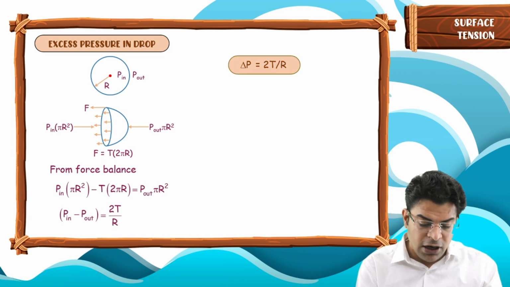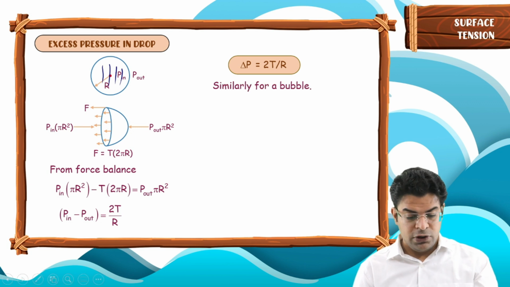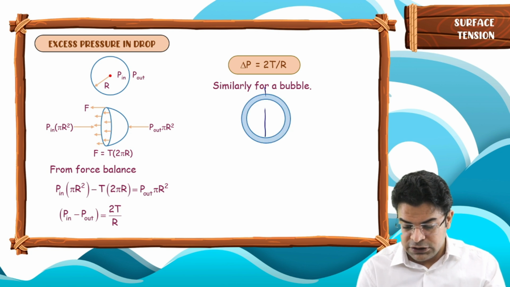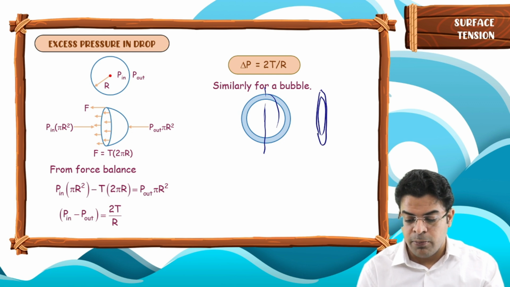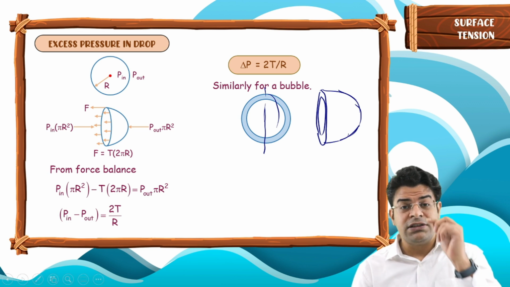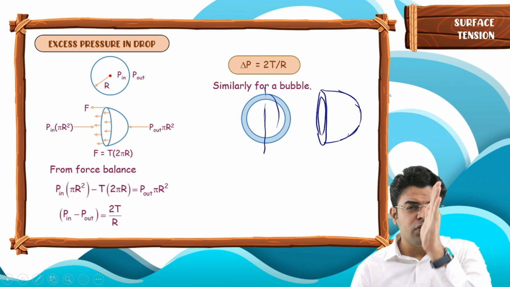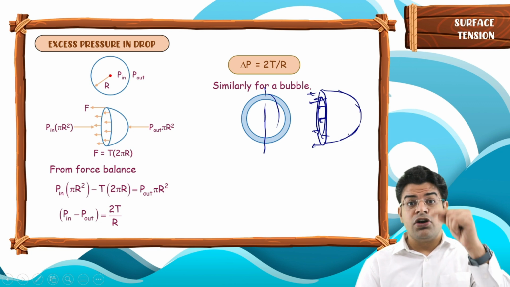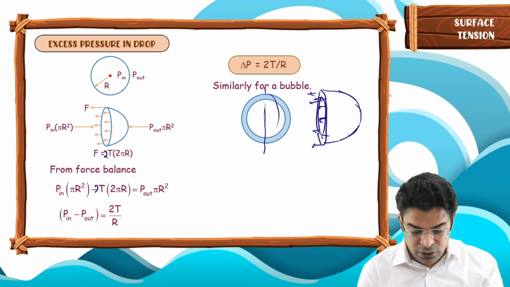If rather than having a drop, we have a bubble, it has two surfaces. So when we look at the forces on the right half, the pressure inside into pi r square term remains the same, and the pressure outside into pi r square term remains the same. It's just that since the bubble has two surfaces, when you think of forces on one half, you get the force of surface tension on the inner surface as well as on the outer surface. So here you get an extra 2, an extra 2, and here also you get an extra 2.